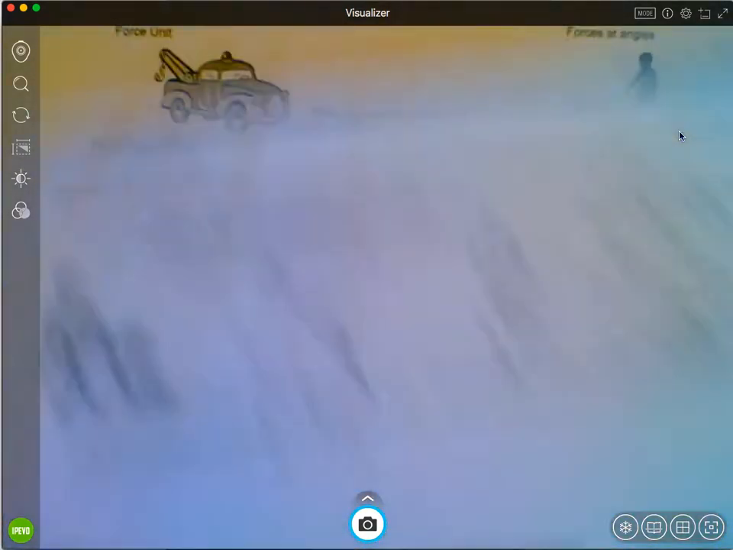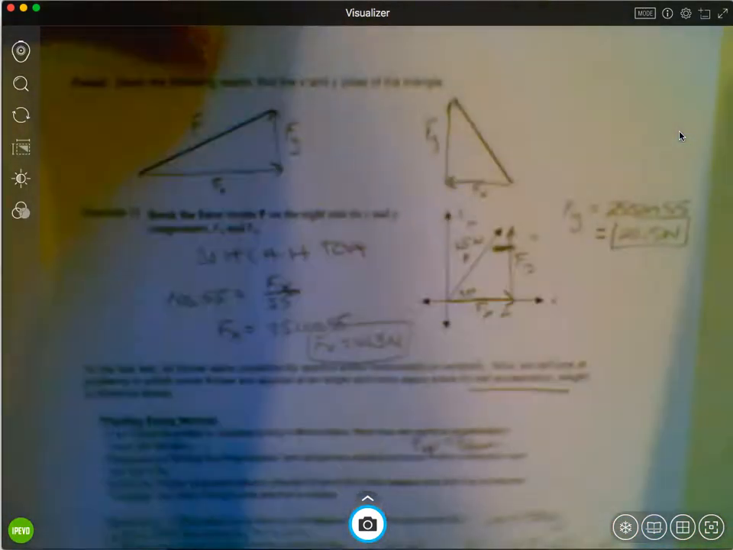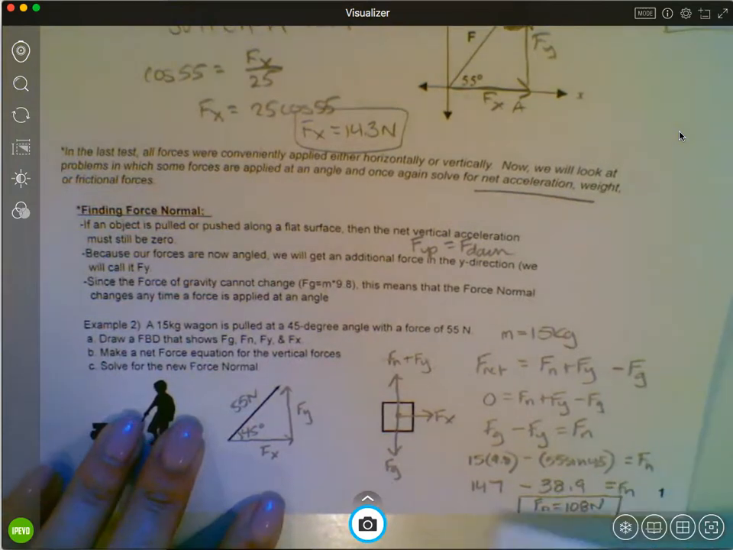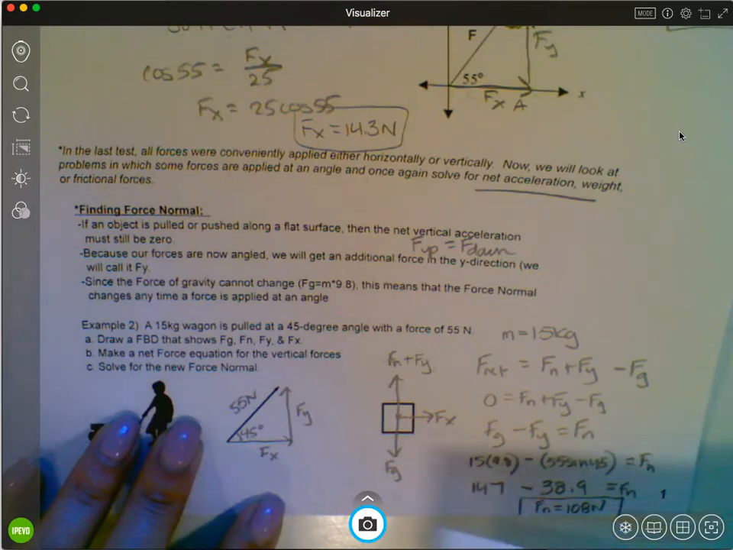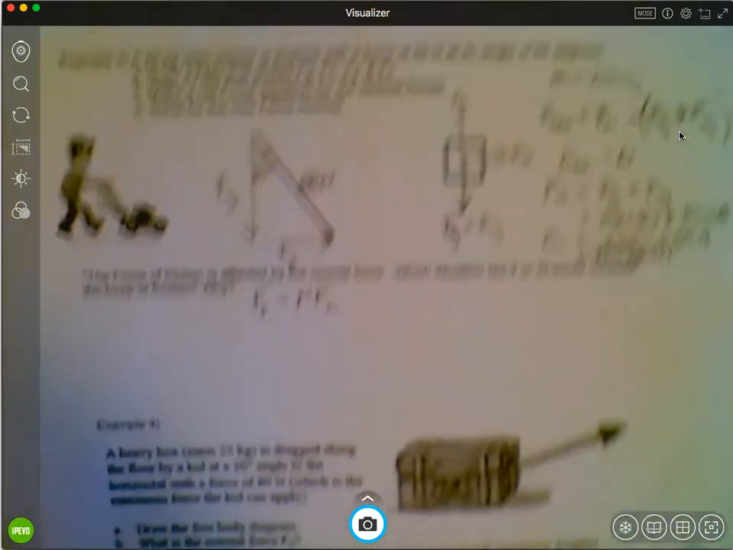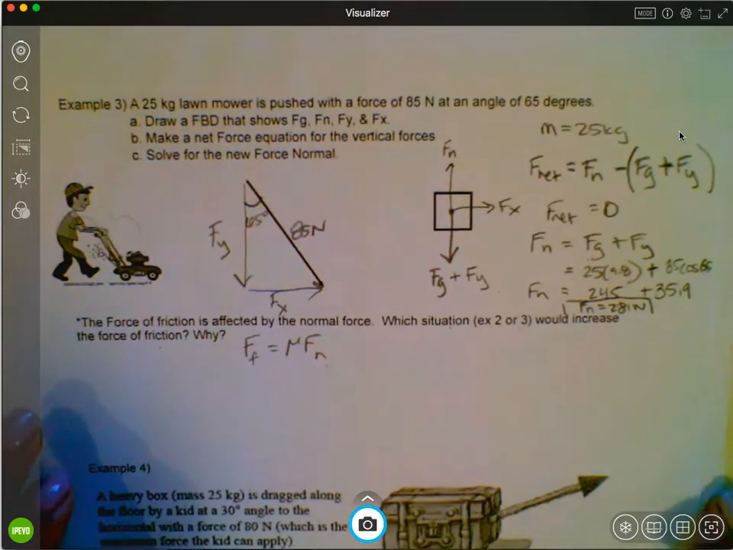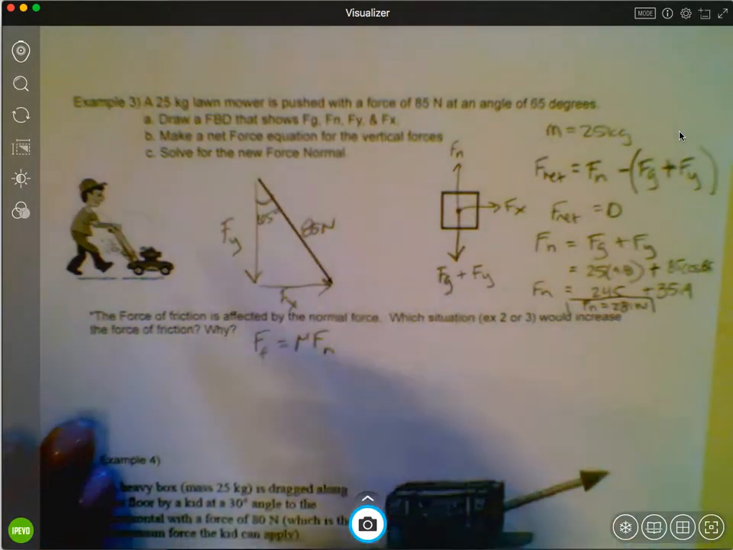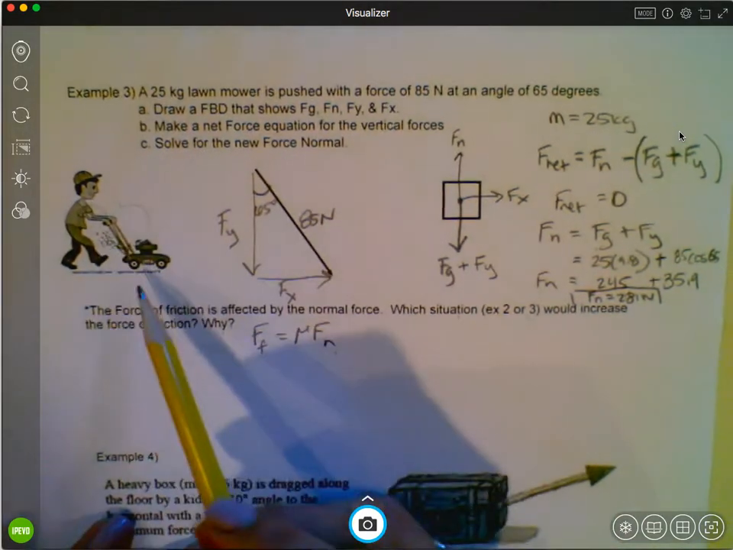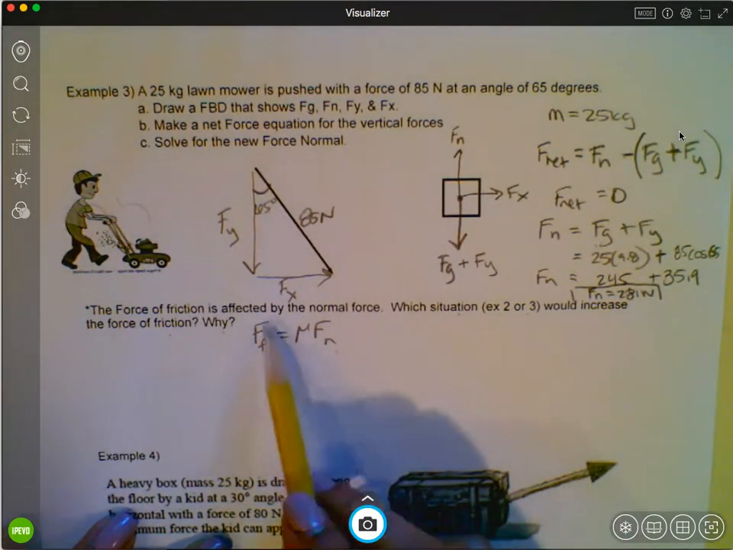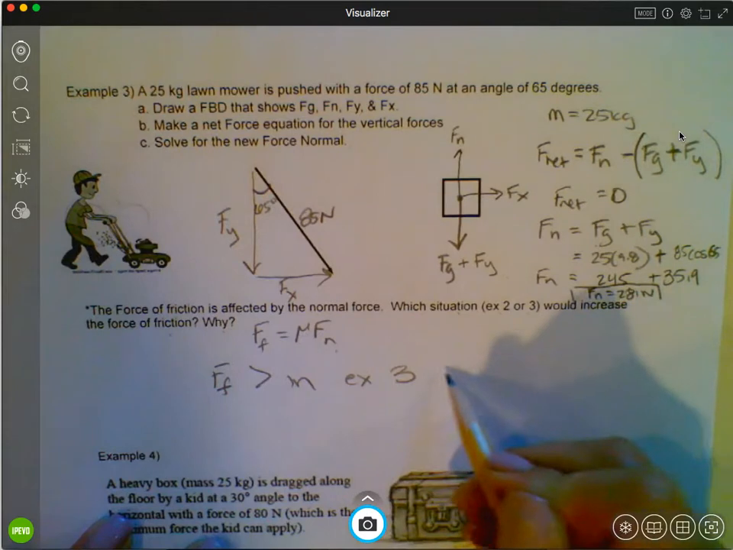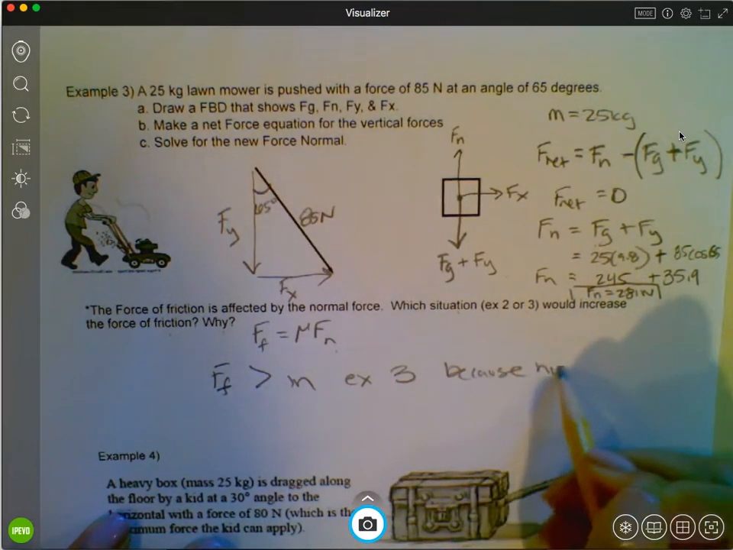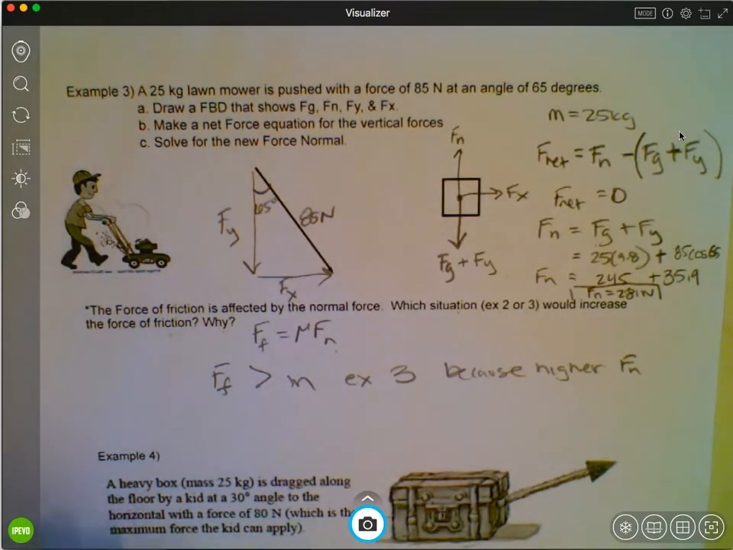Example 2, the normal force was 108, less than the force of gravity. Whereas example 3, normal force was 281, more than gravity, right? Because of this push into the ground. So because normal force went up, friction will go up. So the friction is actually bigger in example 3 because of higher Fn. Okay? So by pushing into the ground, you actually increase the friction.